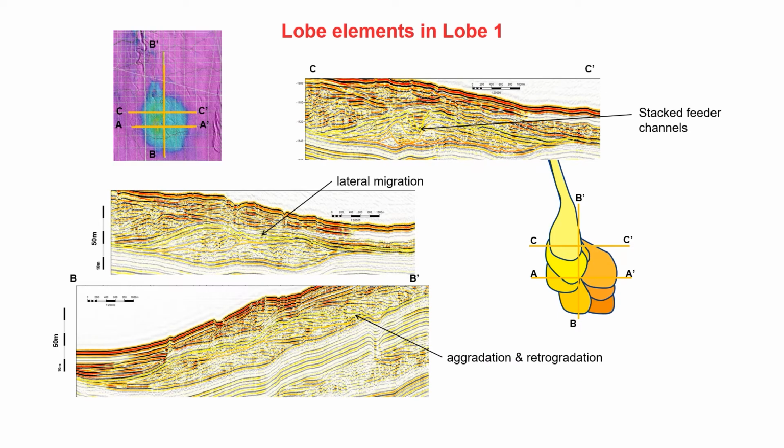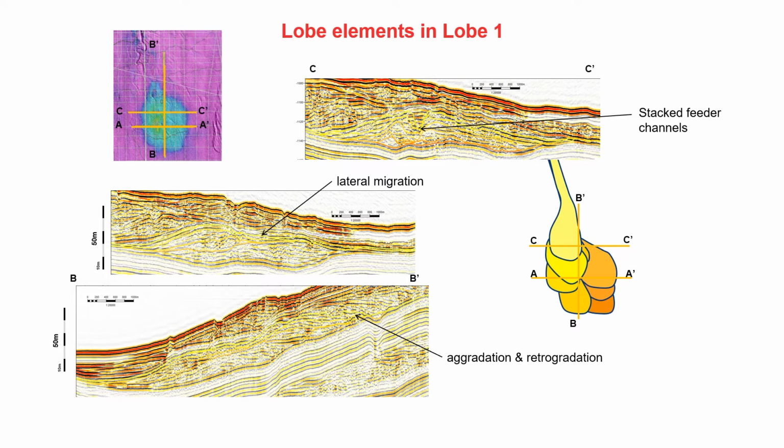The seismic data allows interpretation of the internal architecture of lobes at the lobe element scale. Here is the example of lobe 1. On the most proximal cross-section, in the upper right, we observe a stack of pretty incised feeder channels. Their thickness is about 15 meters. The expression of these channels somewhat disappears down dip, where reflections are mostly subparallel, with evidence of lateral shift in the main depocenter of the lobe elements.